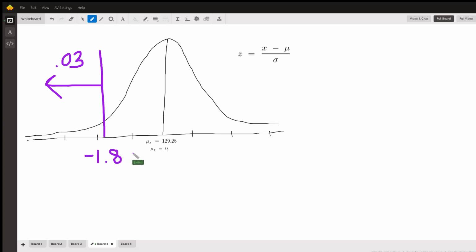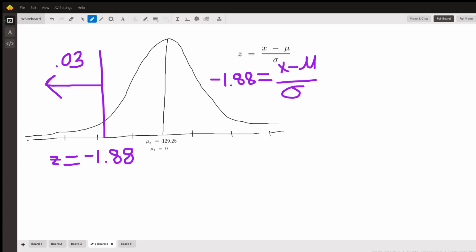So we have our cutoff of -1.88. But obviously we're not working with -1.88 seconds. So we need to convert this z-score to its corresponding x value. The way that we do that is by filling out this equation: -1.88 equals x minus our mu value, divided by our standard deviation. So you can fill that in and solve it.